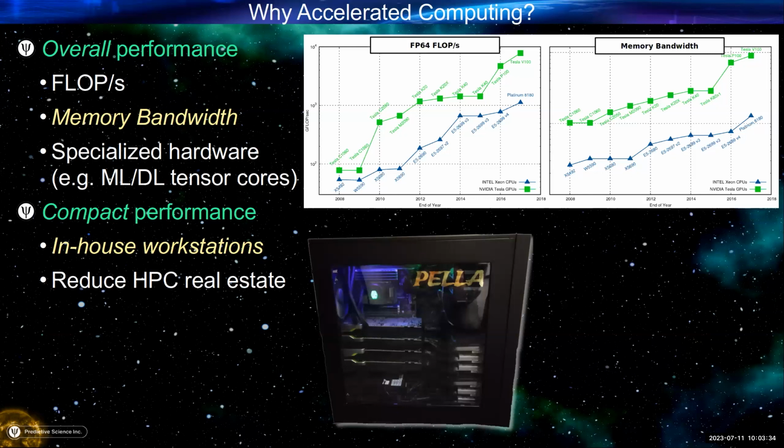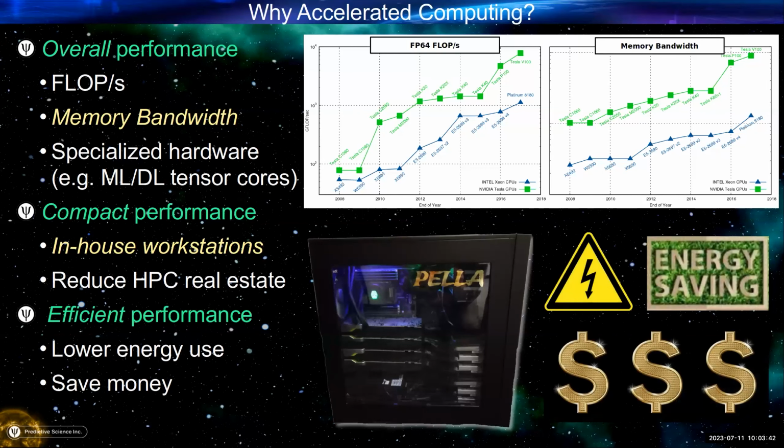And it also reduces HPC real estate. I'm sure you've seen the NVIDIA keynotes where they show one rack doing the work of 20 racks of CPUs. And it has efficient performance, so it has lower energy use, which can save money. So these are the reasons for our main focus: the memory bandwidth advantages and the in-house workstation advantages, although we do use them on supercomputers too.